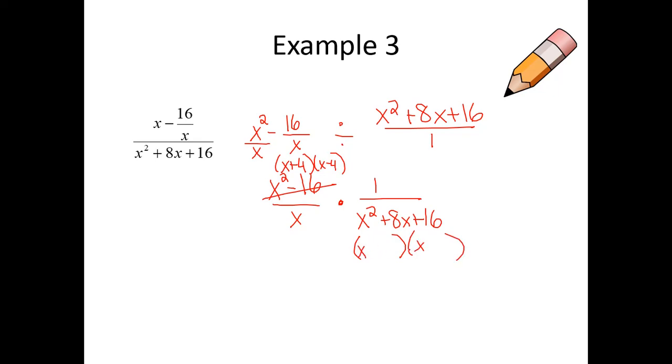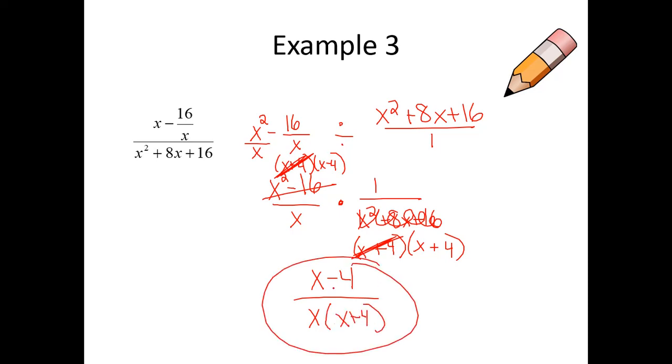So an x and an x make an x squared. 4 and 4 make 16, and they also add to give me 8. So that must be the simplified version of that. Cross-canceling, an x + 4 and an x + 4 cancel off. I think that's it. I can't cancel these x's because that's attached to that negative 4. So on the bottom I have x − 4. Top I have x − 4. Bottom I have x + 4 for my final answer.